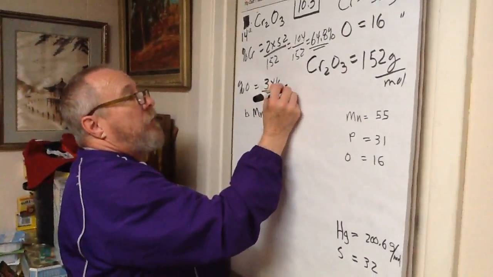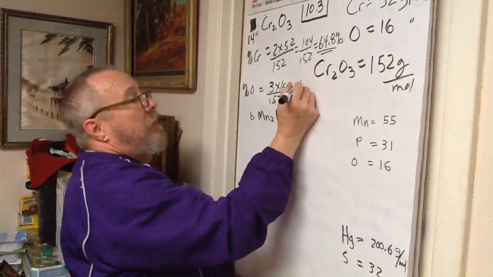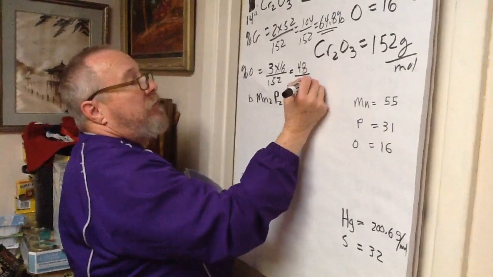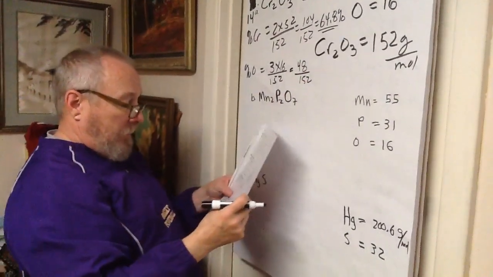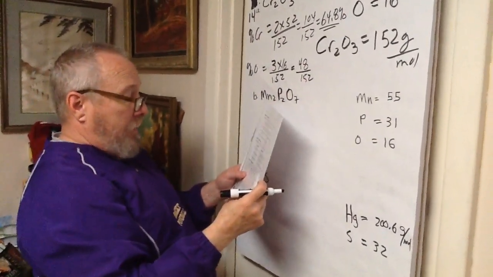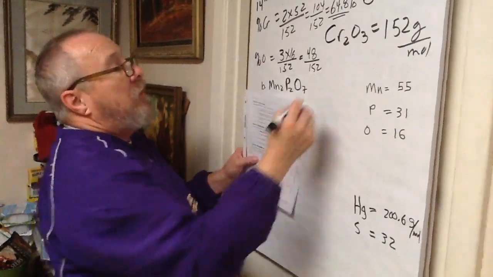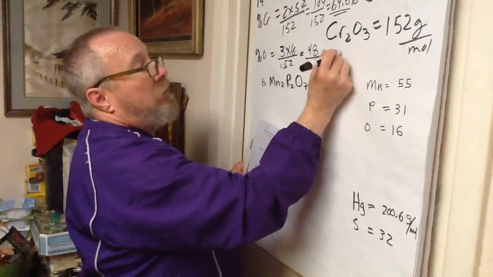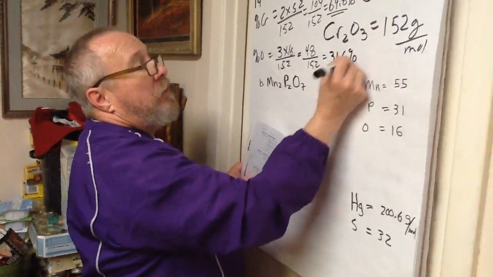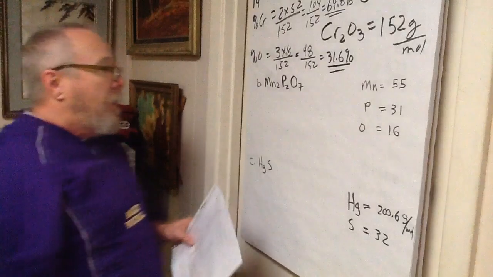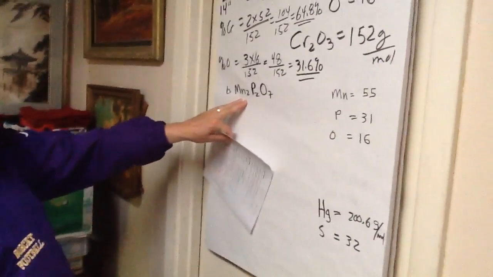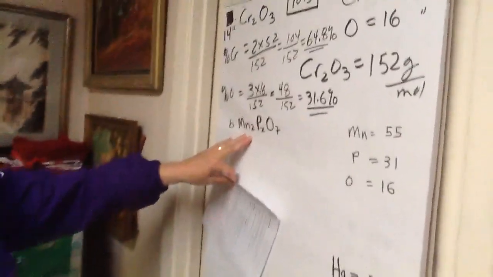Anyway, if I continue to work this out, this would be 3 times 16 is 48, divided by 152 times 100%. The fraction would be 0.316, but if we write that as a percent, it would be 31.6%.